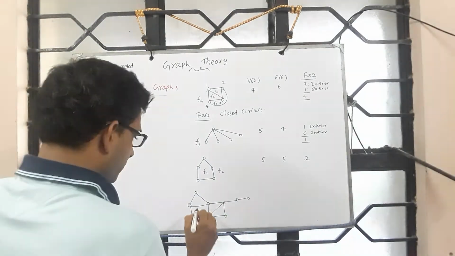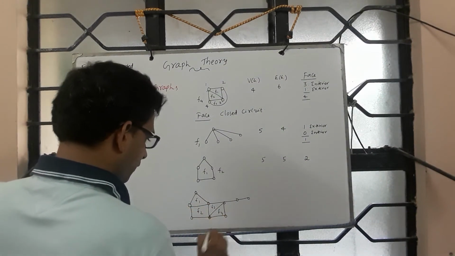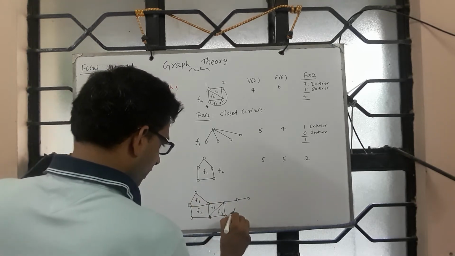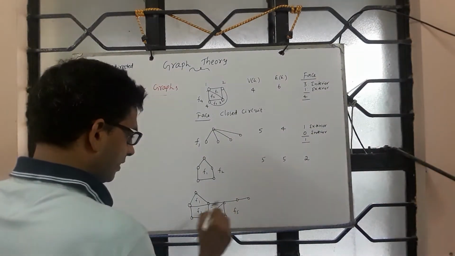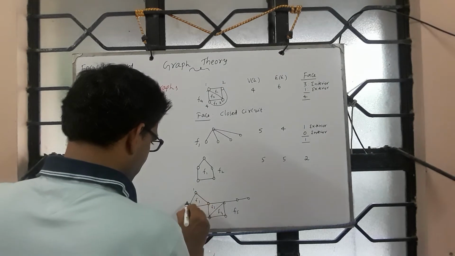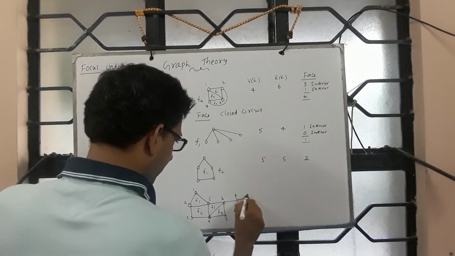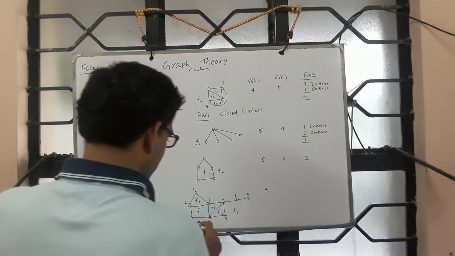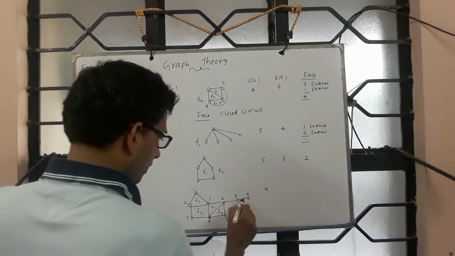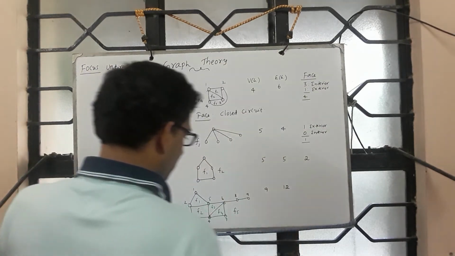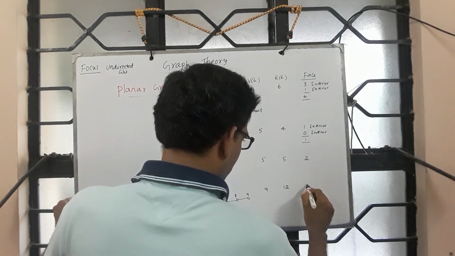Now if you see that this is face number 1, face number 2, face number 3, face number 4, and it is drawn on a plane. These things are not part of any interior face, but they are part of exterior face. So number of vertices is 1, 2, 3, 4, 5, 6, 7, 8, 9. There are 9 vertices. And edges 1, 2, 3, 4, 5, 6, 7, 8, 9, 10, 11, 12. So there are 12 edges. And how many faces are there? 4 interior and 1 exterior, so 5 are there.